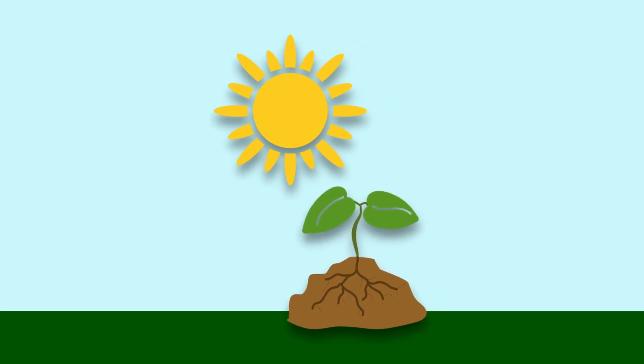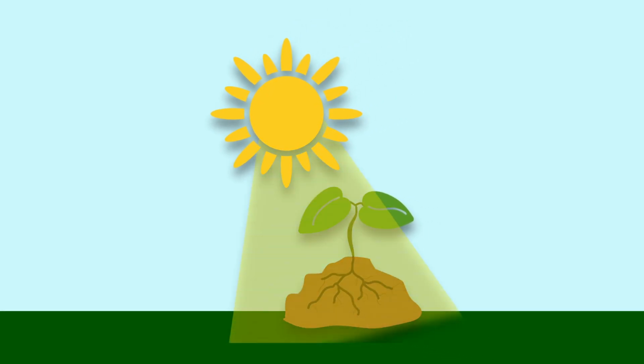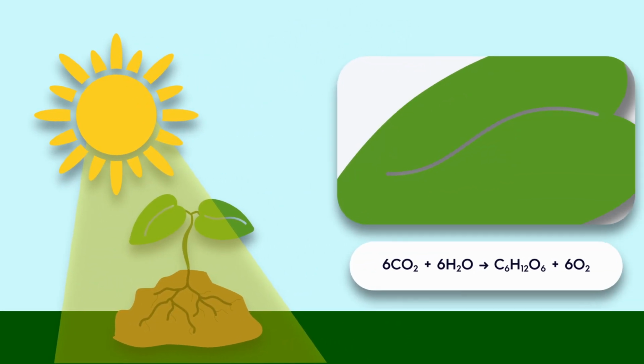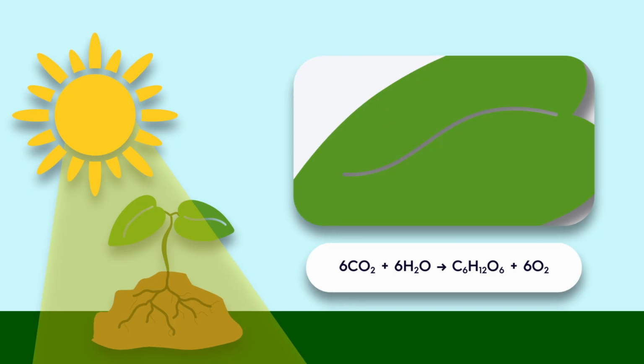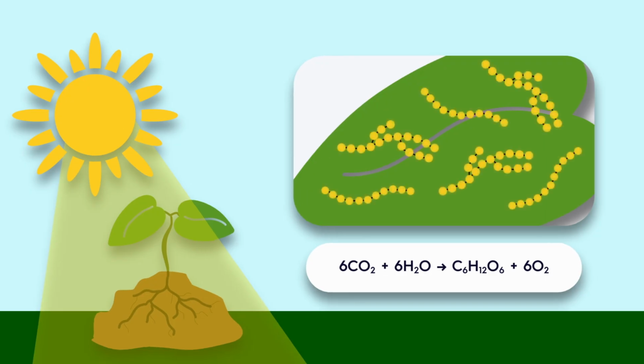So, where do carbohydrates originally come from? Producers like plants build them during photosynthesis. Six carbon dioxide plus six water make glucose and six oxygen, powered by sunlight. Afterward, plants can store that glucose as starch.